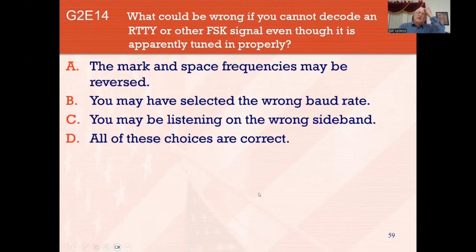What could be wrong if you can't decode the RTTY signal or some other signal, even though everything looks right? The mark and space frequencies may be reversed. They may have their software screwed up, so it's sending 1s and 0s backward. You could have selected the wrong baud rate or the wrong speed of the transmission and receive. You might be listening on the wrong sideband. All of those are correct. It could be any one of those.